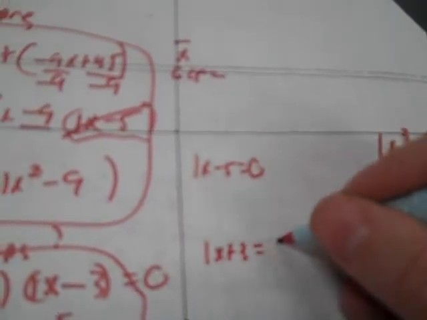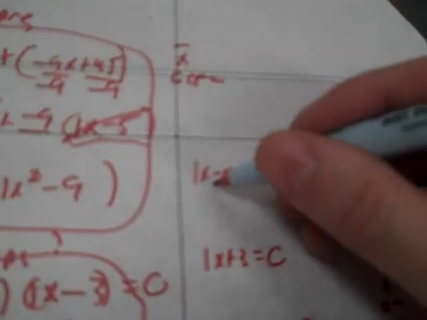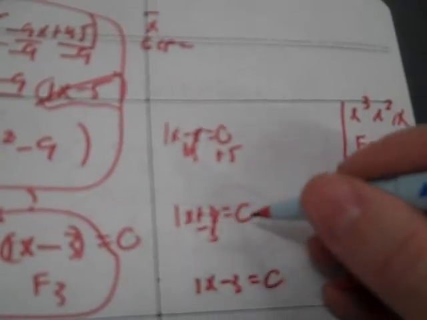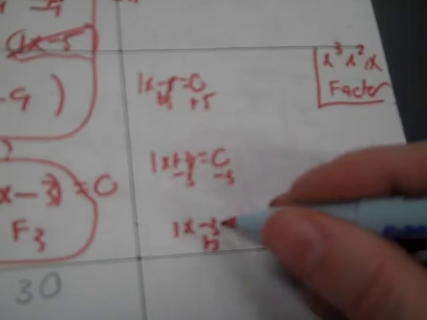So 1x minus 5 equals 0. 1x plus 3 equals 0, or minus 3 could equal 0. So I add 5, that's 5, don't need to divide by 1. I mean, you can if that floats your boat. Negative 3 and positive 3.